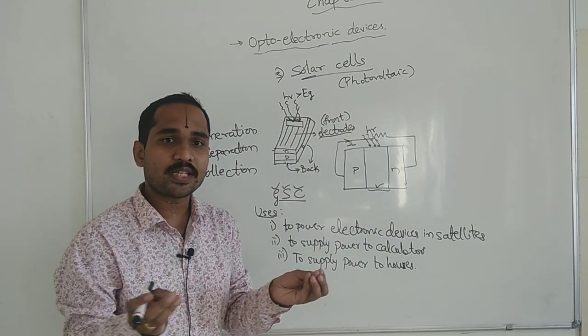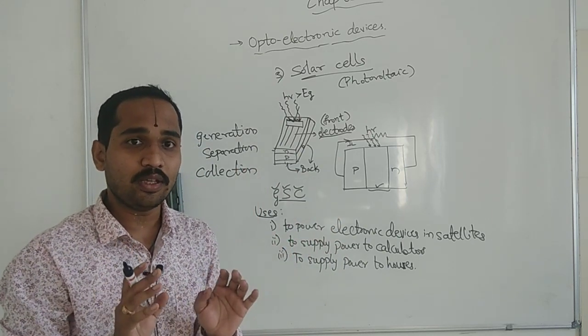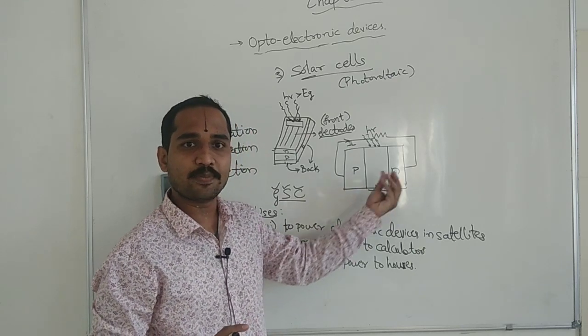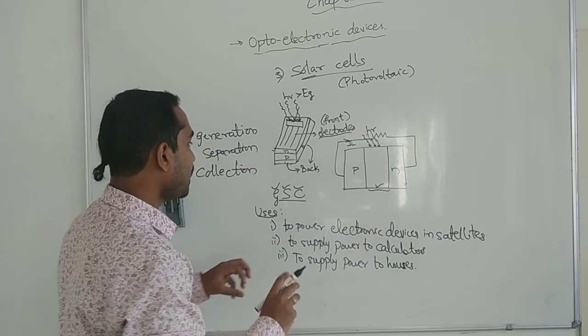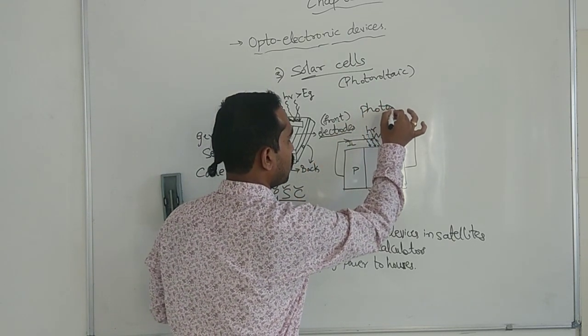Means the holes and electrons are moving. Your P is becoming more and more positive. Your N is becoming more and more negative. That will give rise to photo voltage.